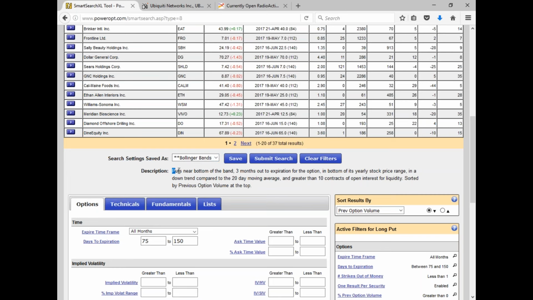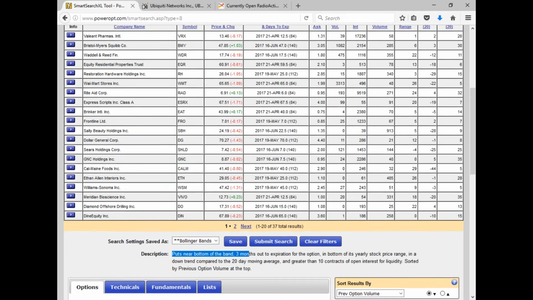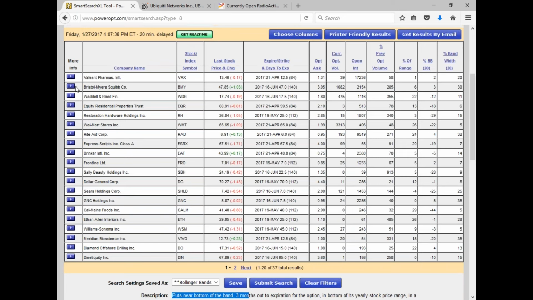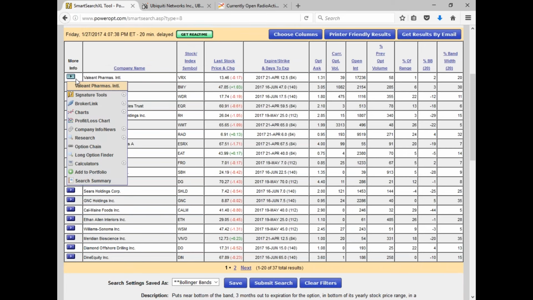So this default search is looking for puts that are at the bottom end of the Bollinger Band. The put is 3 months out to expiration. It's near the bottom of this yearly stock range. It's in a downtrend and greater than 10 contracts for open interest. So we look at some of these positions. I don't know where any of these are right now, but let's take a look at Valiant Pharmaceuticals. That's such a low price stock though.